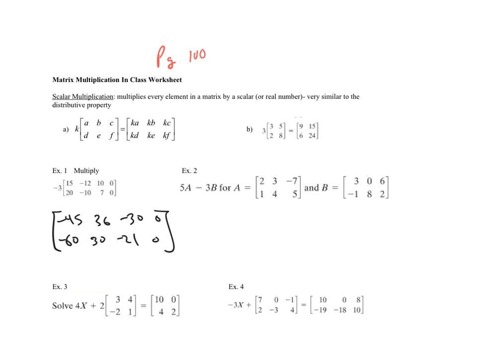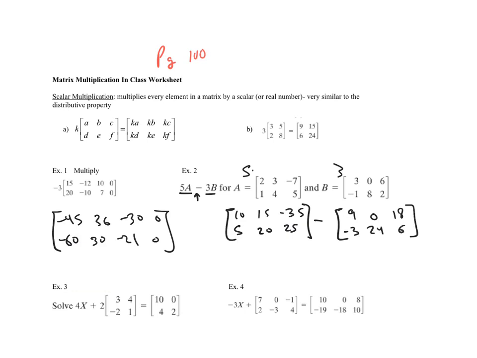In example 2 here, it's saying do 5 times A minus 3 times B. If I do 5 times A, I'm going to get the matrix 10, 15, negative 35, 5, 20, 25. And then it says to do minus 3 times B. That's going to give me the matrix 9, 0, 18, negative 3, 24, 6. I multiplied every element in matrix B by 3. Now I just do the subtraction like we did the other day.